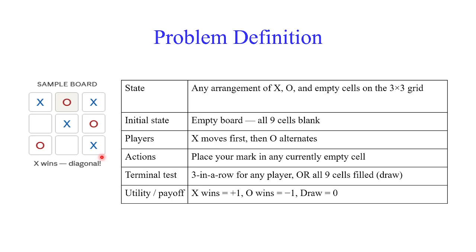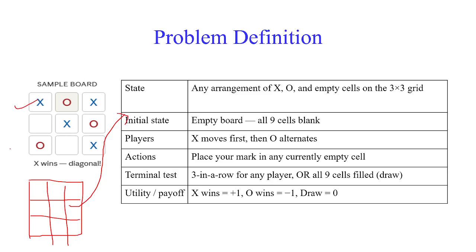So already, for most of the problems we have talked about state, initial state, goal state, operators. Similarly, a state is any arrangement of X or O's, or even an empty cell on a grid, placing X or O's in an empty cell. Anything can be your starting state. What is the initial state? Initial state is an empty board. All 9 cells are going to be blank. This is your initial state.